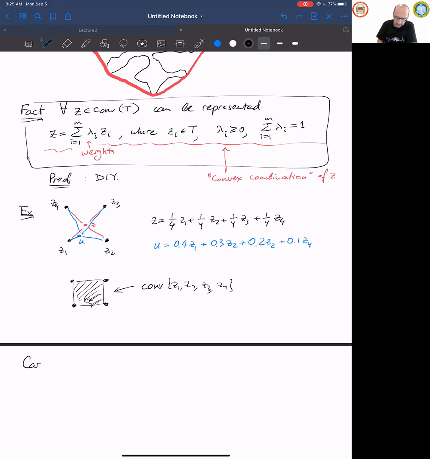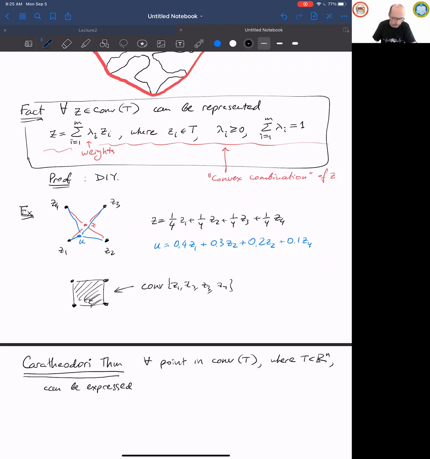A little bit later, I will explain why that is an important question in computation, because in computation, you want the shortest possible representation of objects, the most economical ones. The classical theorem of Caratheodory, a Greek mathematician, answers that question. Theorem: any point in the convex hull of a set T in R^n can be expressed as a convex combination of at most n+1 points from T.